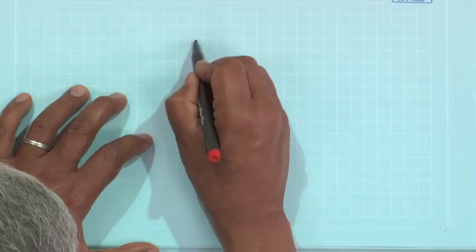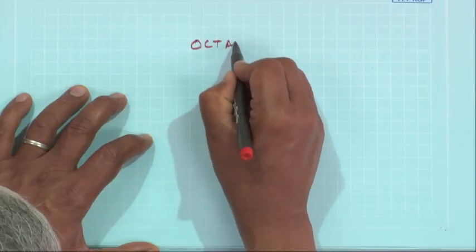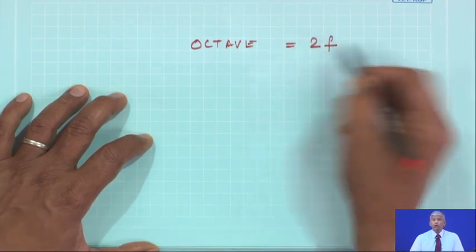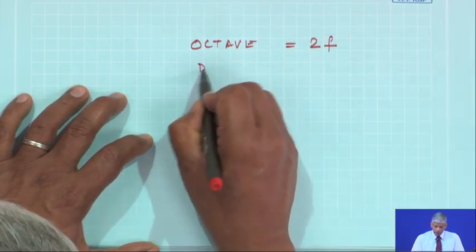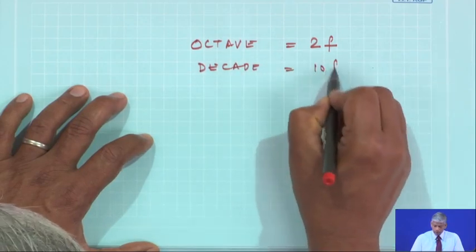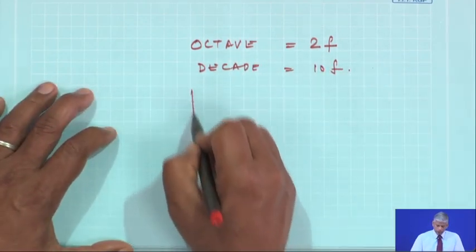Okay. So, what is an octave filter, or what is an octave? Octave is nothing but 2 times f, twice the frequency. A decade is 10 times the frequency.